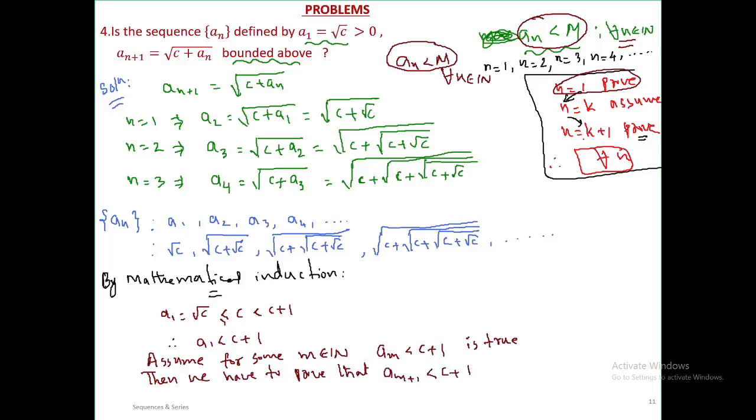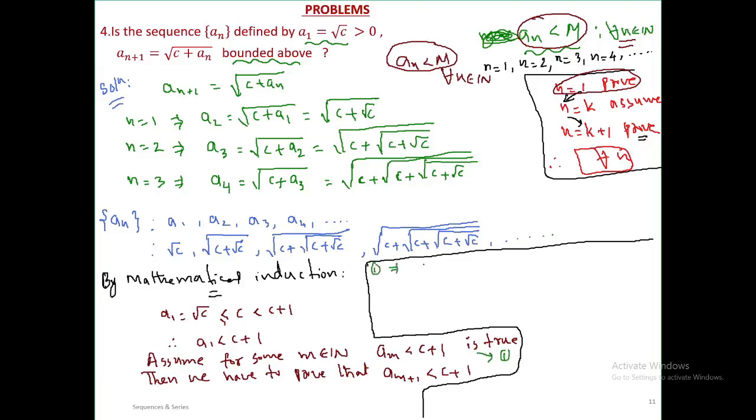That is, n equal to k is the assumption, and I need to prove that n equal to k plus 1. Same like that. n equal to m, I assumed it is true, then n equal to m plus 1 I need to prove. So I need to prove this statement. Look at this, assume from the second statement, assume this is statement number 1. So from 1 implies a_m is less than C plus 1, right?